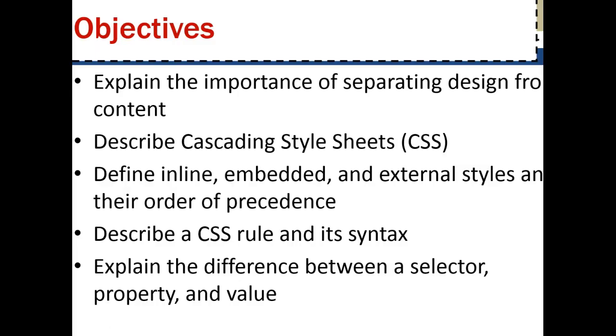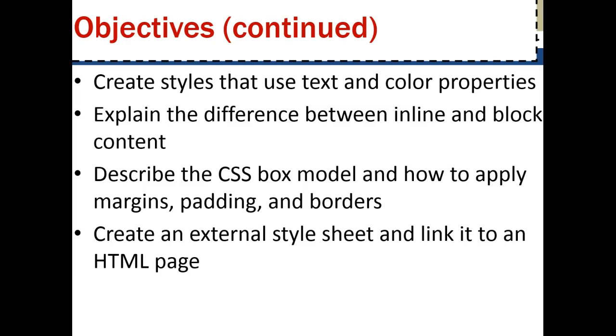Some of the objectives of this chapter are to explain the importance of separating design from the content. We're also going to talk about what CSS, Cascading Style Sheet, is, and then the inline, embedded, and external style, which are files that you can create separately from your HTML5. Then we are going to talk about describing a CSS rule and its syntax, and the difference between a selector, property, and value.